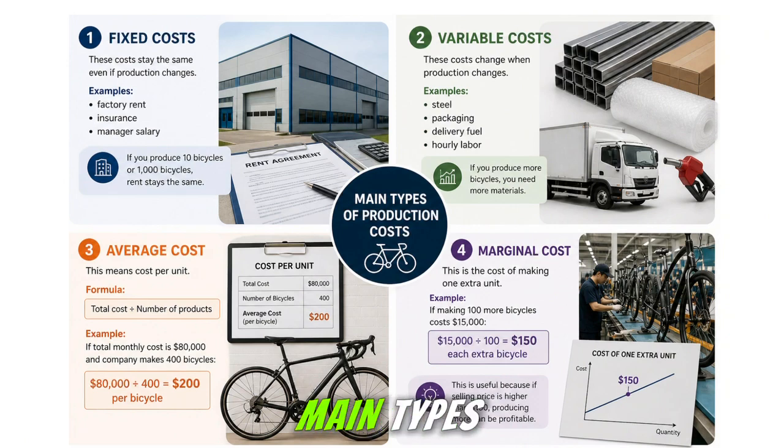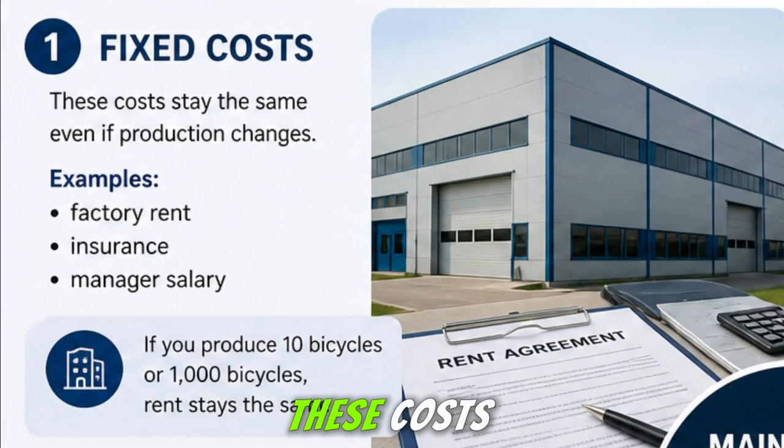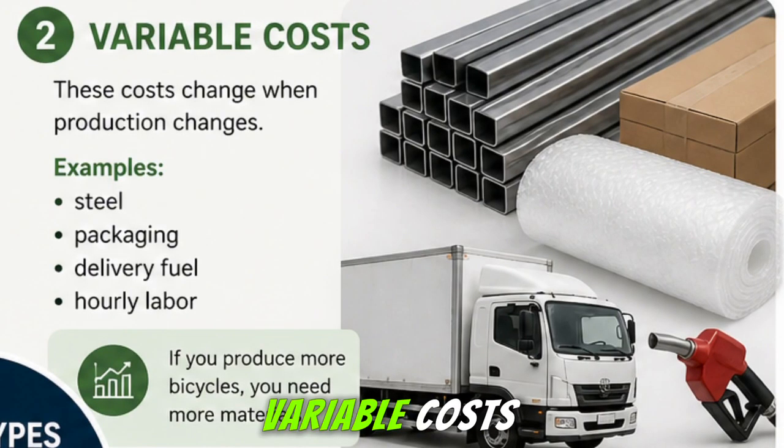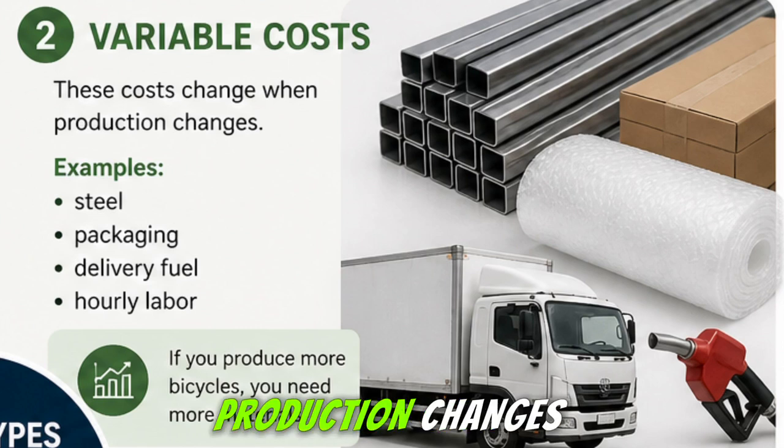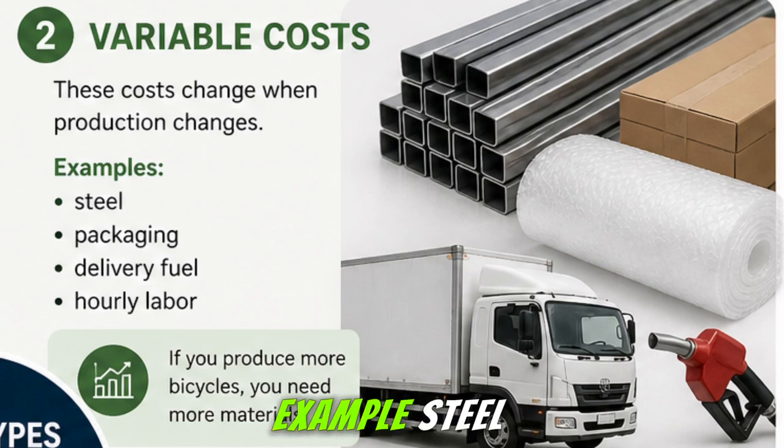So now let's talk about the main types of production costs. The first type is fixed costs. These costs stay the same even when production changes. For example, factory rent, insurance, and manager's salary. If you produce 10 bicycles or 1,000 bicycles, rent stays the same. The second one is variable costs. These costs change when production changes. For example, steel, packaging, delivery fuel, and hourly labor. If you produce more bicycles, you need more materials.